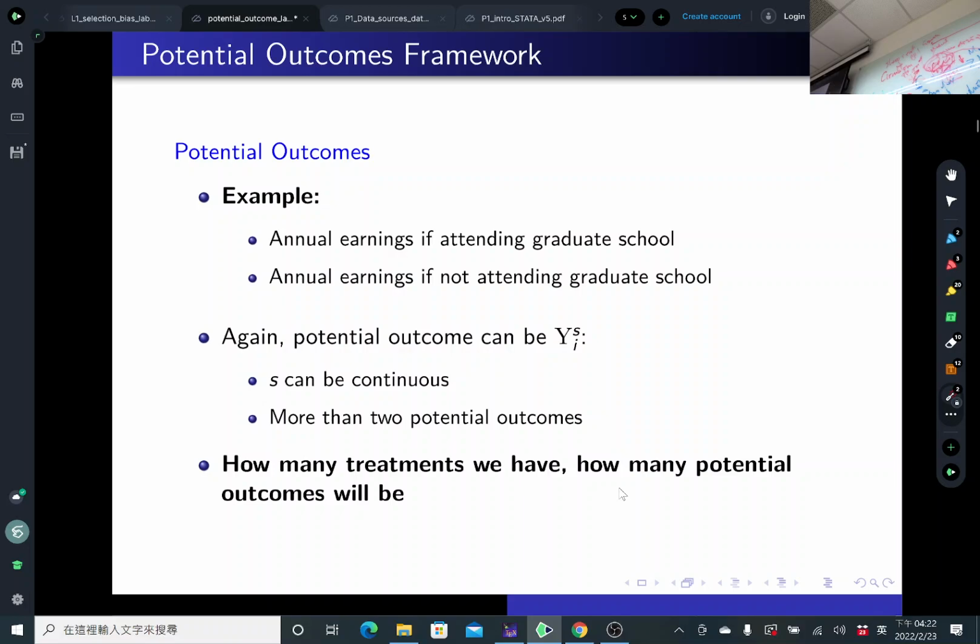For example, if the treatment is the number of years of schooling, you have an annual earning if you study in school for 1 year, an annual earning if you study for 2 years, 3 years, 4 years. So it depends on how many treatments you have; that determines how many potential outcomes you have. Okay, so that's the potential outcomes concept.